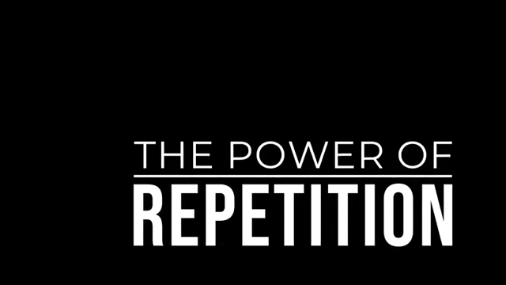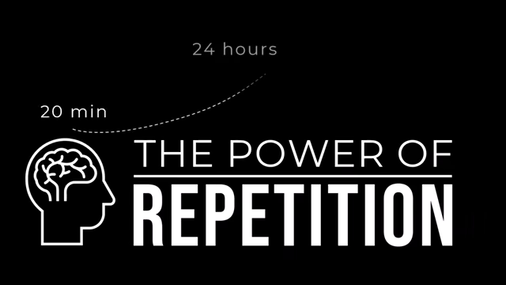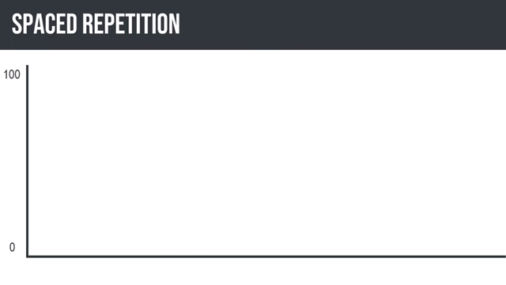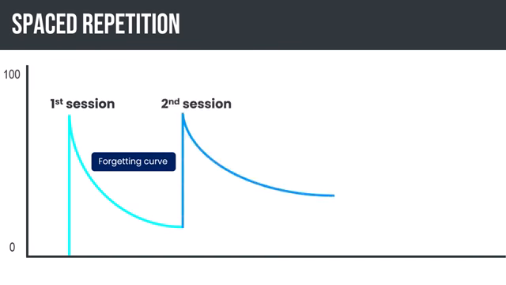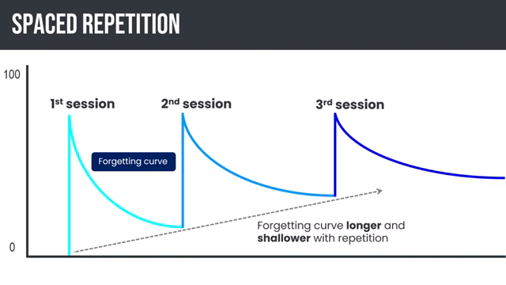I want to start by talking about the power of repetition. In particular, I want to talk about a technique called spaced repetition. Every time you study a piece of material, over time you're going to forget part of what you've learned. We call that the forgetting curve. But what you'll find through repetition is that with each repeating session, you're going to remember a bit more for a bit longer. So in other words, the forgetting curve becomes a bit longer and a bit shallower with repetition.